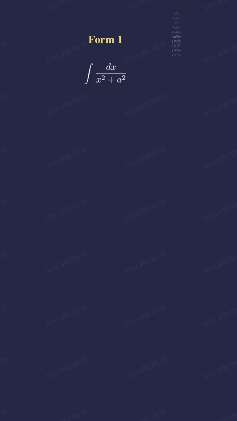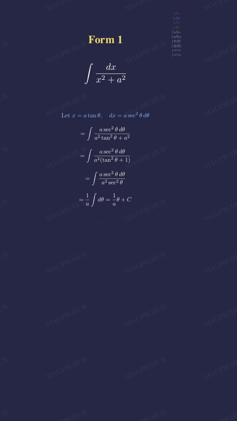Form 1, the integral of dx over x squared plus a squared. We substitute x equals a tan theta, so dx equals a secant squared theta d theta. The denominator becomes a squared times tan squared theta plus 1, which is a squared secant squared theta. The secant squared terms cancel, leaving 1 over a times the integral of d theta, which gives theta over a. Since x equals a tan theta, theta equals arctan x over a. The final result is 1 over a times arctan of x over a plus c.